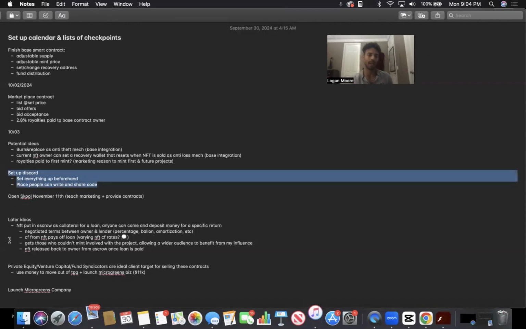As far as later ideas, one of the things I do plan to implement with my NFT projects is allowing people to use the NFTs as collateral for loans. If you look at the richest people in the world, a lot of times they don't ever actually make money on a technical basis. That's how they're able to avoid taxes.